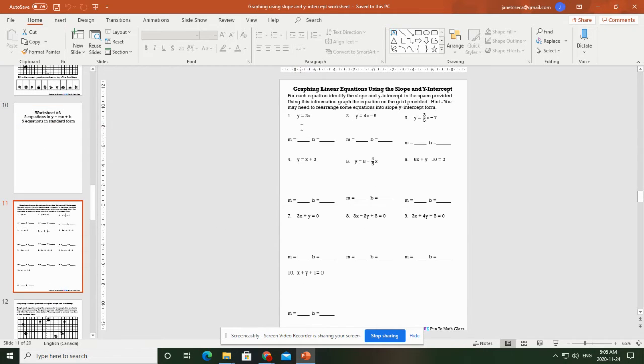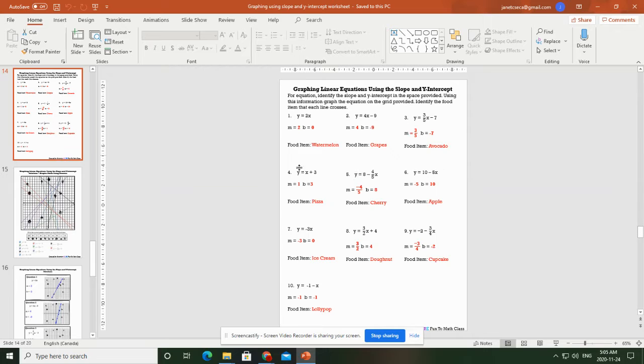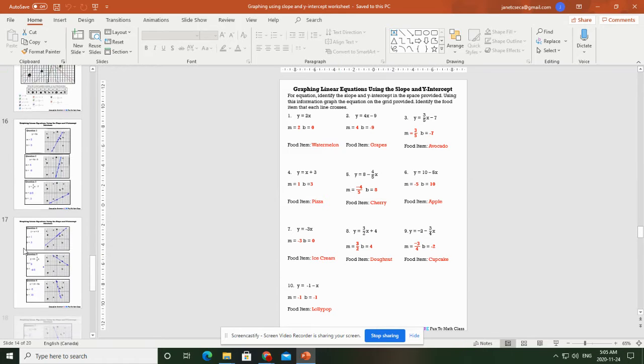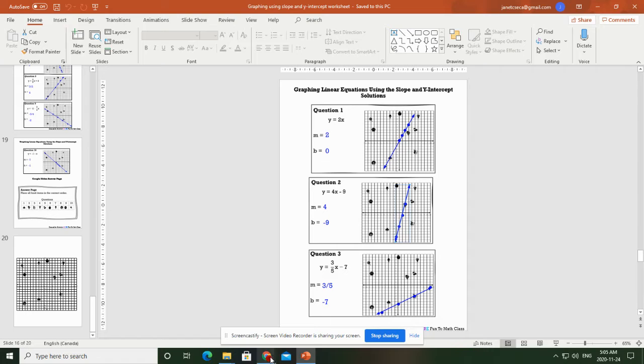And then there's one that's mixed, 5 equations in y equals mx plus b and 5 equations in standard form. And students have space to rearrange the equations, identify m and b with the graph. And then there's also solutions that I have here for you. I have pictures of the graphs, which I'll show you in a minute with the Google Slides.